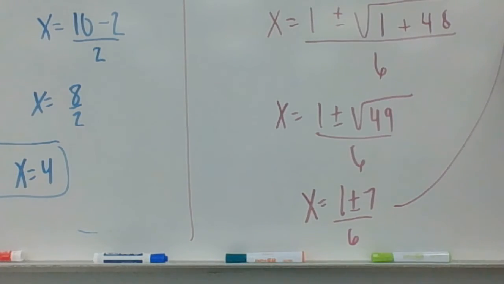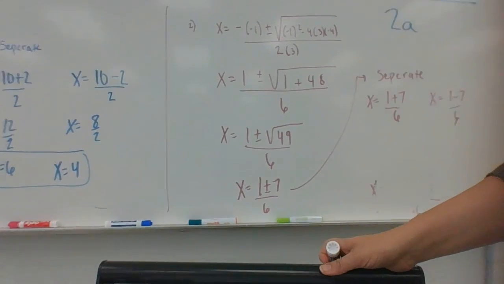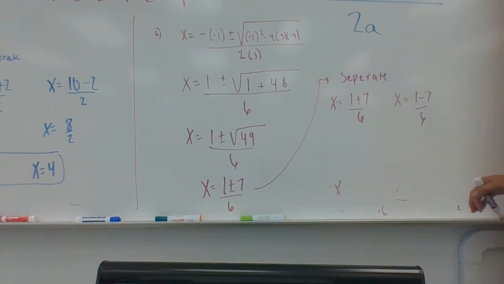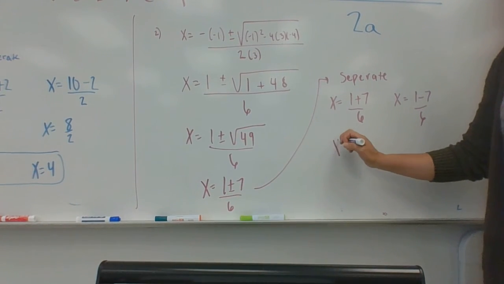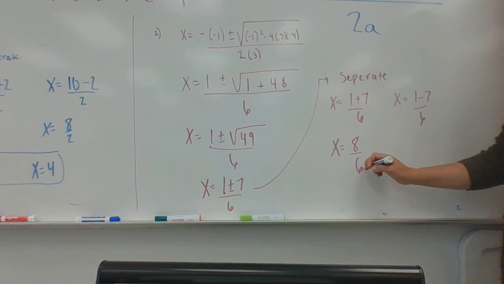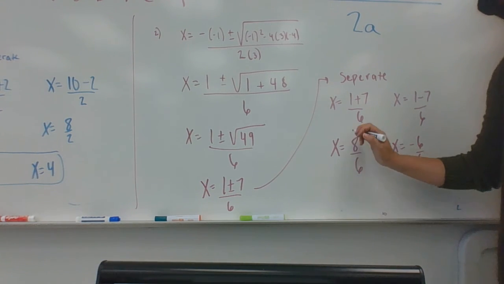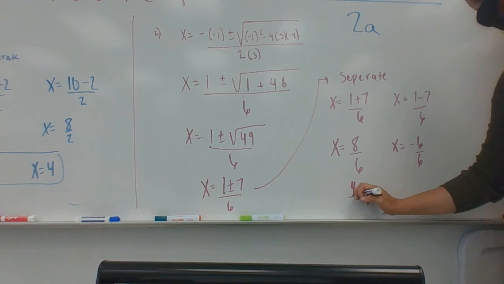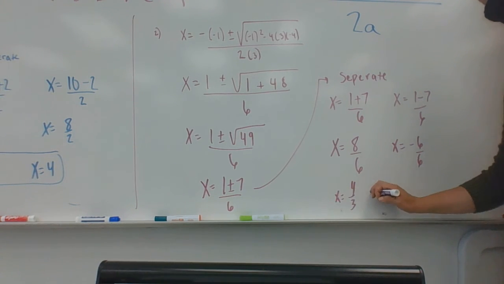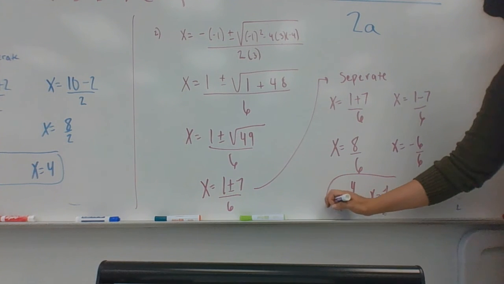all over 6. And now I need to separate it to 2 separate fractions. 1 plus 7 over 6, 1 minus 7 over 6. So we got 8 over 6, negative 6 over 6. You need to reduce your fraction by dividing by 2. X is 4/3. X is negative 1.